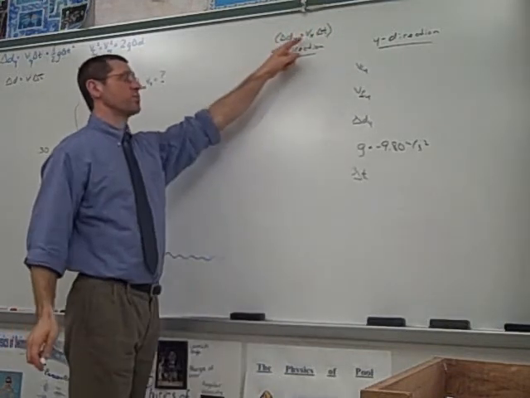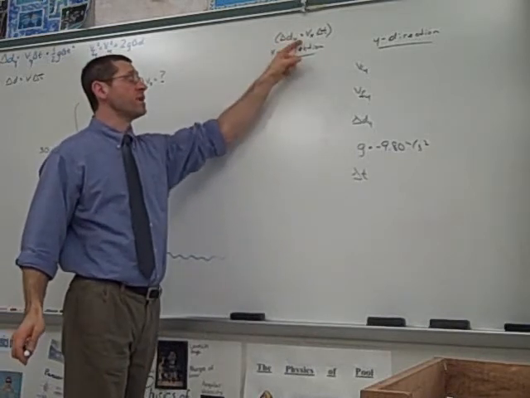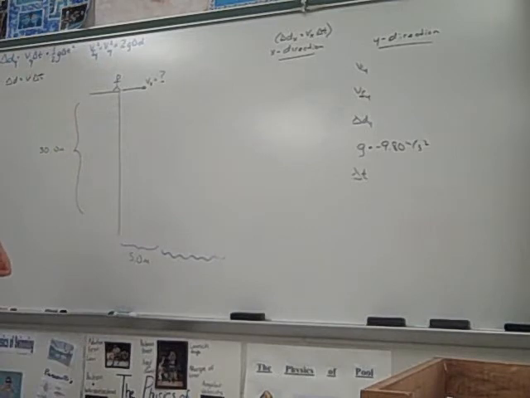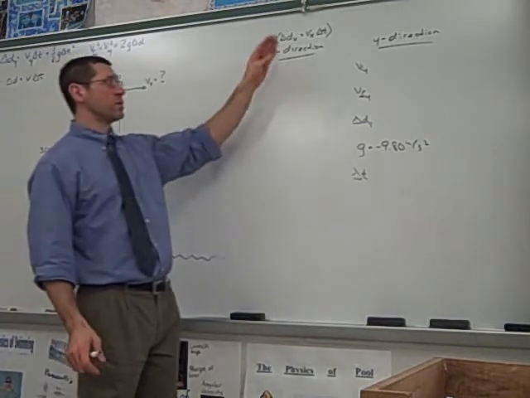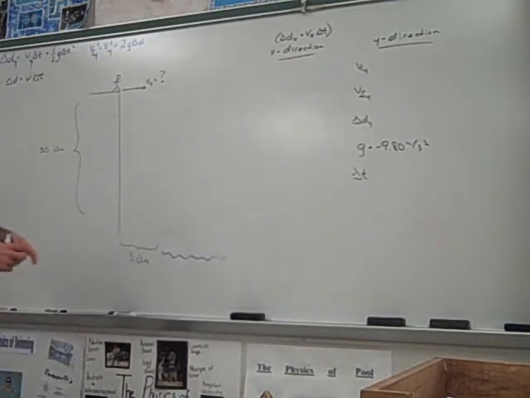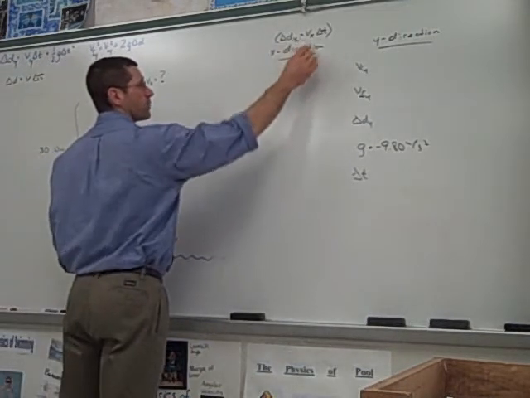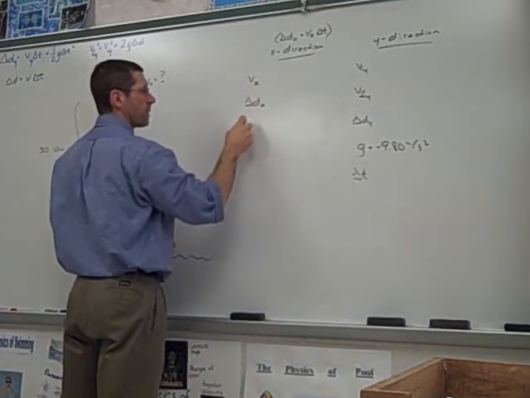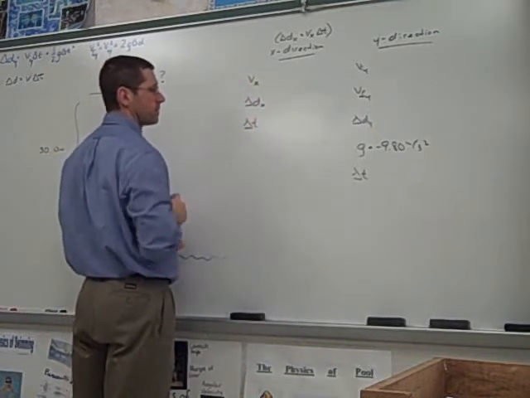And you'll notice here I just put x. I don't have a Vix or a Vfx, because since there's no acceleration, the velocity doesn't change. So it's just Vx. Okay, so in the x direction, we have 3 variables to worry about. Vx, delta dx, and delta t.